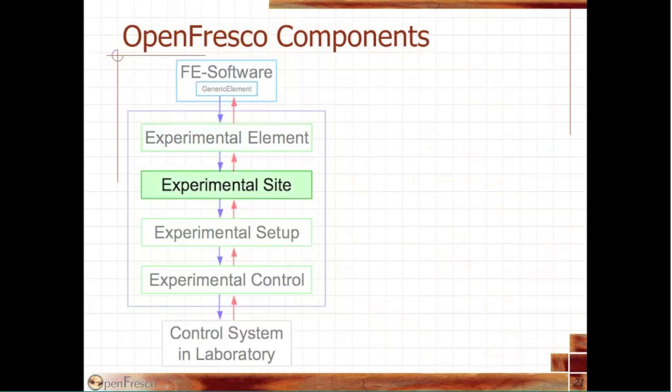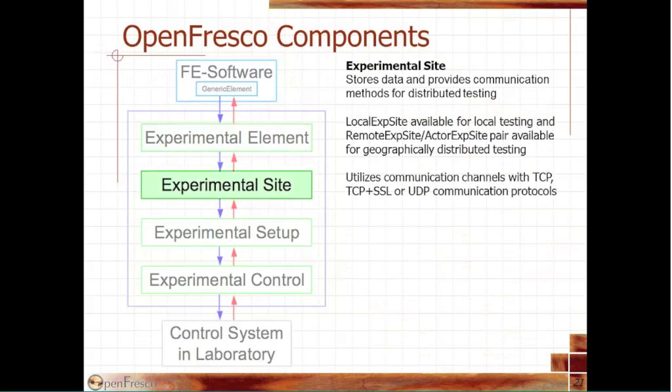Then for the experimental site, like I said, it provides communication methods to do distributed tests. It also stores data while the test is going on. And the communication usually happens across a channel, and the channel can use different communication protocols. So you can use TCP/IP. If you are worried about security, you can use TCP/IP with secure socket layer, so you can encrypt all the data that is being sent across the network.